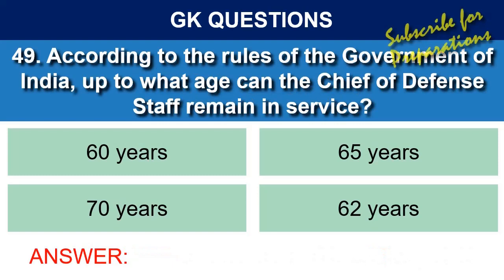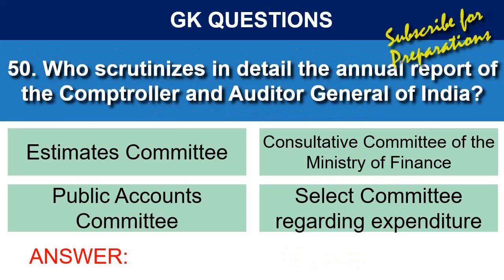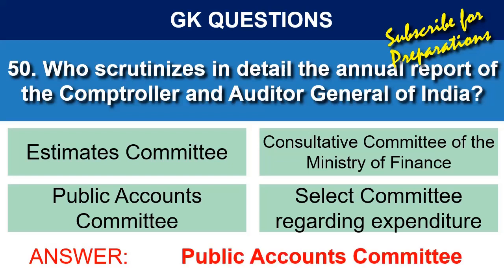25. According to the rules of the Government of India, up to what age can the Chief of Defence Staff remain in service? 65 years. Who scrutinizes in detail the annual report of the Comptroller and Auditor General of India? Public Accounts Committee.